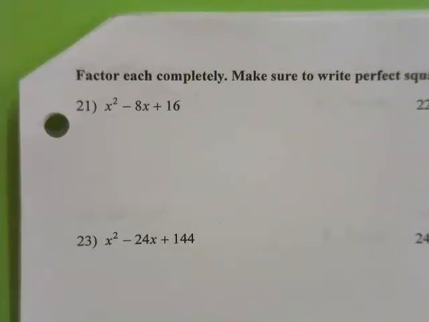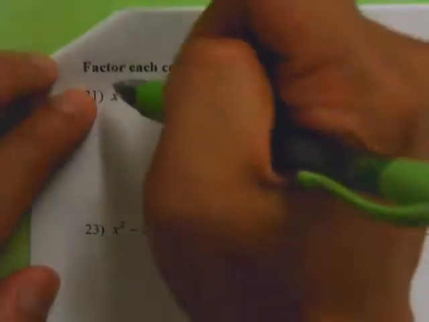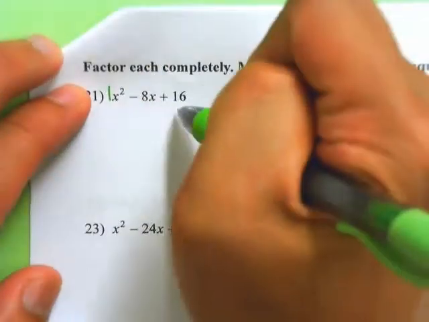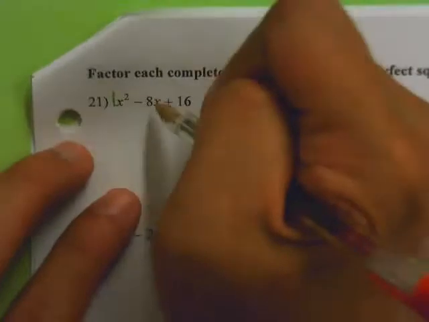All right, we're jumping down to the next section. I'm only probably going to do one problem over here, 21. So let's just get down to it. You're pretty much doing the same methods. There is a 1 over here. And so we're just going to figure out what two numbers multiply to 16, but add up to -8.